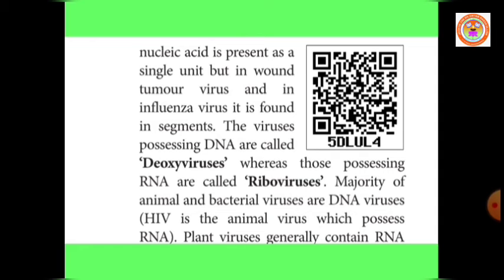T4 bacteriophage belongs to deoxyriboviruses. Why? Deoxyriboviruses means the genetic material is DNA. Riboviruses means they contain RNA as a genetic material. Example you can give: the majority of animal and bacterial viruses are DNA viruses. HIV is an animal virus which is an exception, it contains RNA, as I told you earlier.